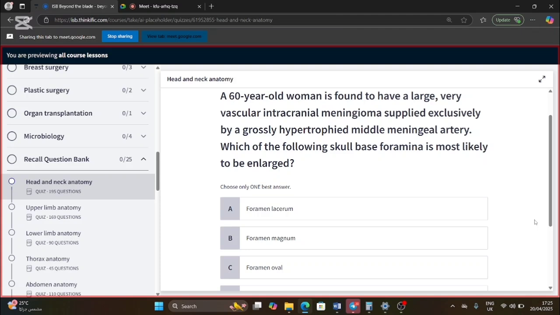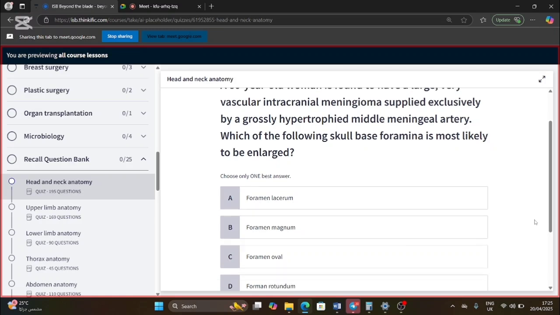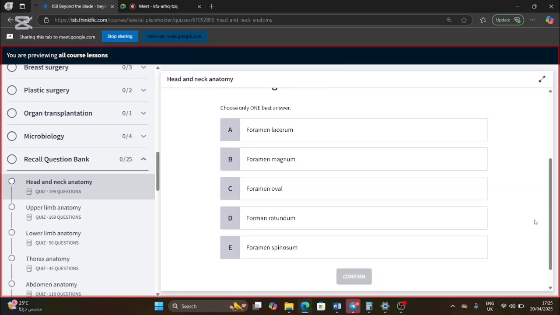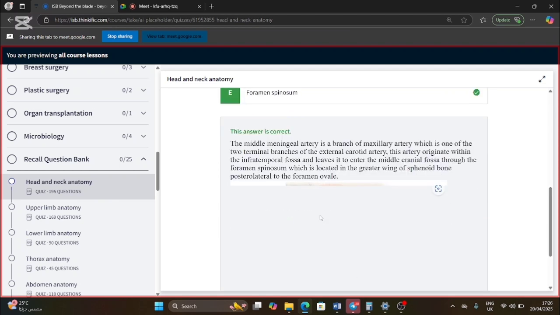A 60-year-old woman is found to have a large, very vascular intracranial meningioma supplied exclusively by a grossly hypertrophied middle meningeal artery. Which of the following skull base foramina is most likely to be enlarged? Foramen spinosum. Option E. Okay. Yes, that's the correct answer.